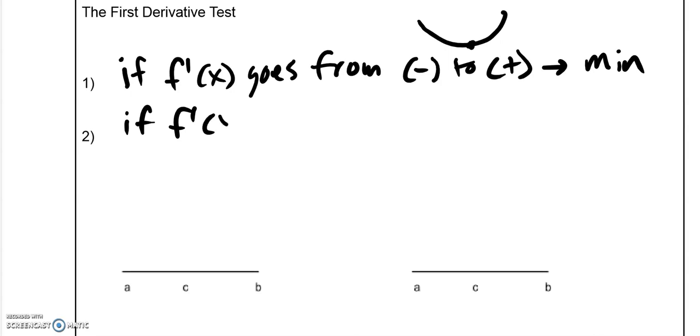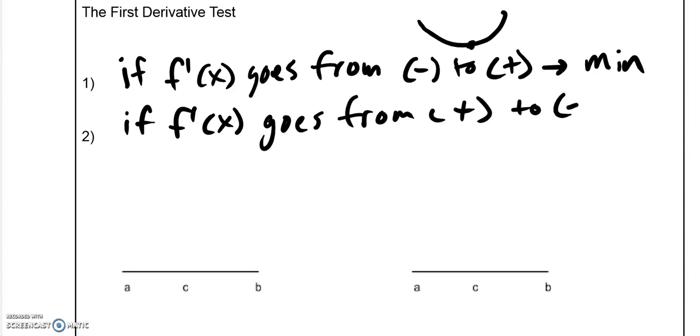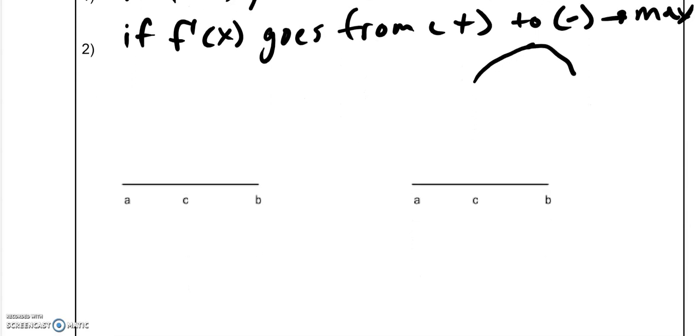Then if your slope goes from positive to negative, it looks like that. That is a maximum. All right, so the way that I like to do these is to use number lines.